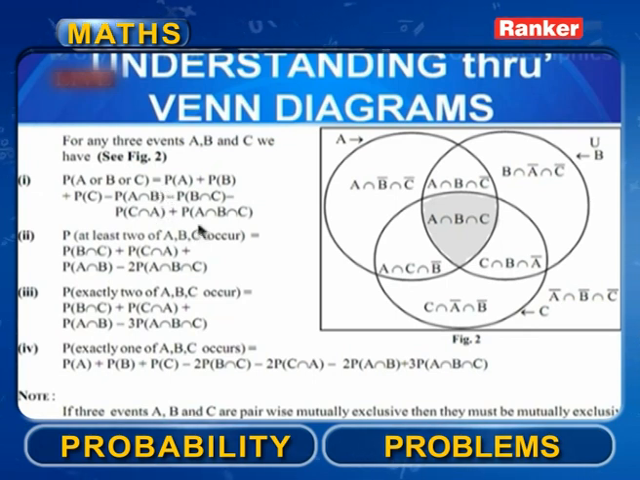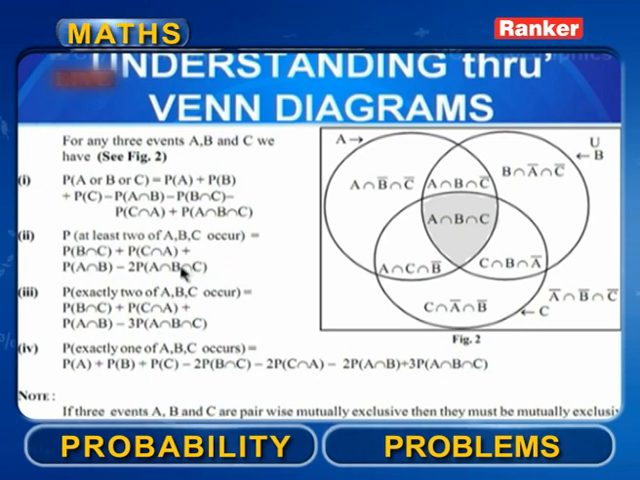Why it is finally added and why they are subtracted, if you see the diagram carefully, you can understand that easily. Instead of by-hearting that, you can understand it easily through the Venn diagram. Similarly, the second formula: P of at least 2 of ABC occur. At least 2 of ABC occur means A and B, or B and C, or C and A must occur, and also A, B and C must occur. That's what at least 2 is. At least 2 means 2 may occur or 3 may occur.